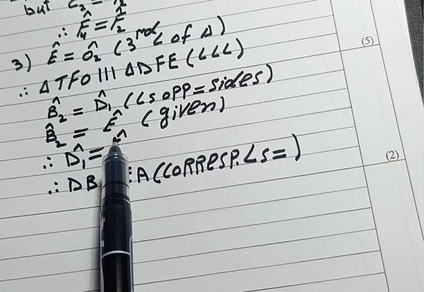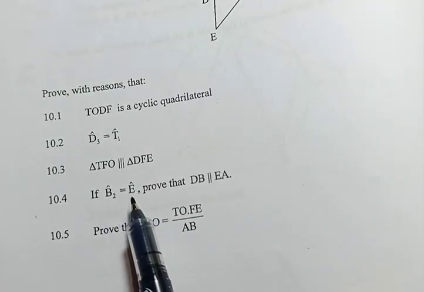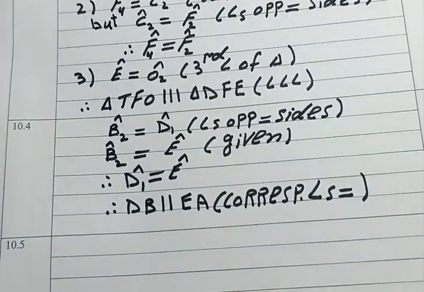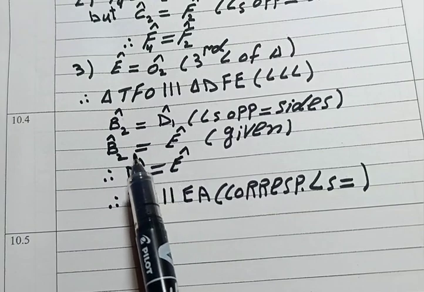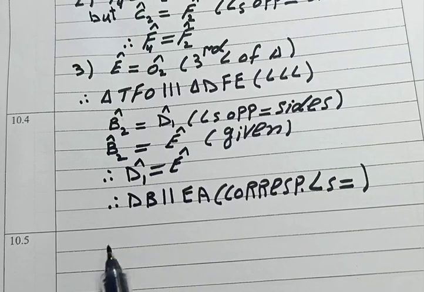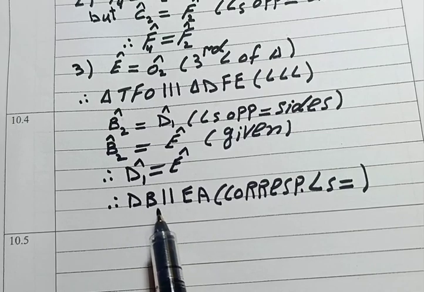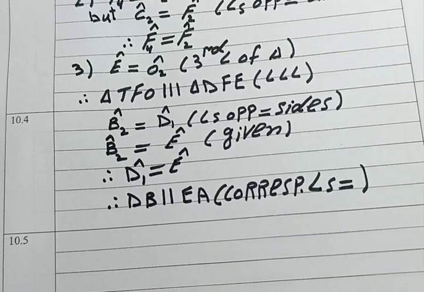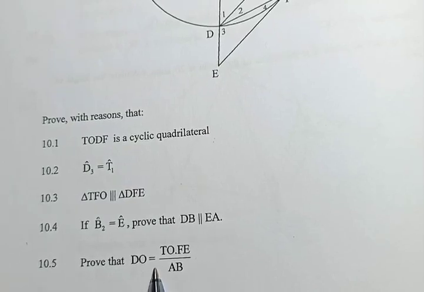Angle B2 is equal to angle E is given. You already see it in the statement, have a look here. There it says angle B2 is equal to angle E. Therefore, angle D1 is equal to angle E because they are both equal to angle B2. Therefore, DB is parallel to EA, corresponding angles equal. That's the reason. Prove that TO is equal to TO multiply FE over AB.